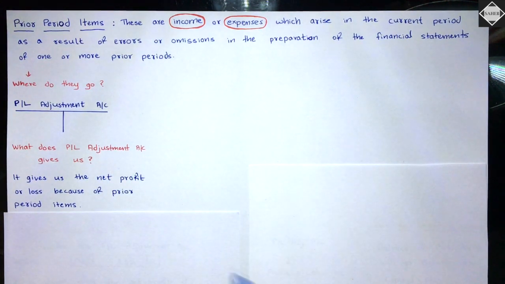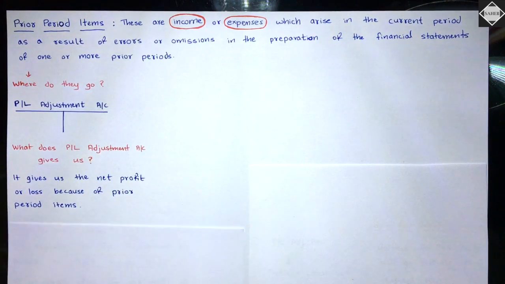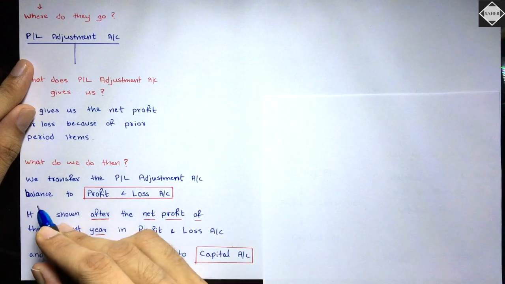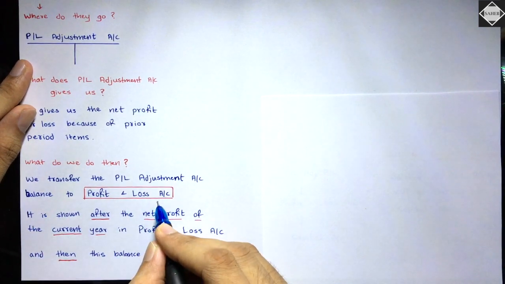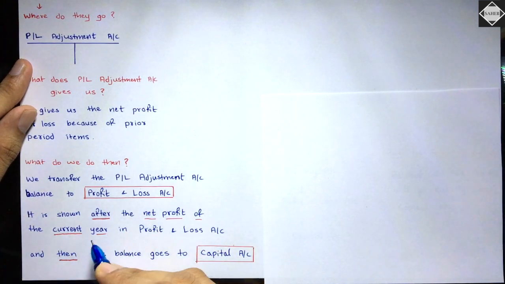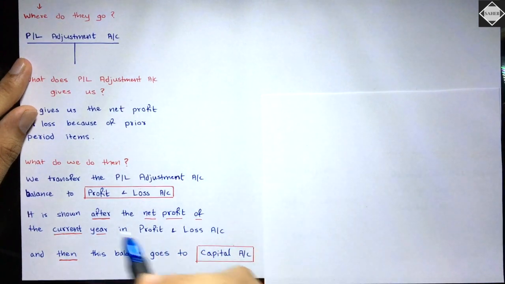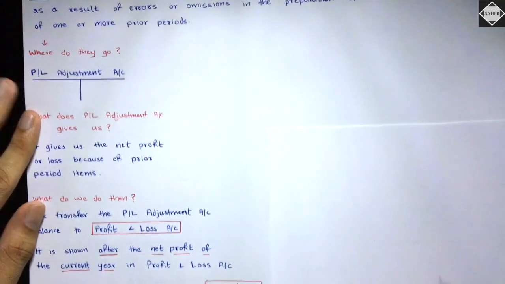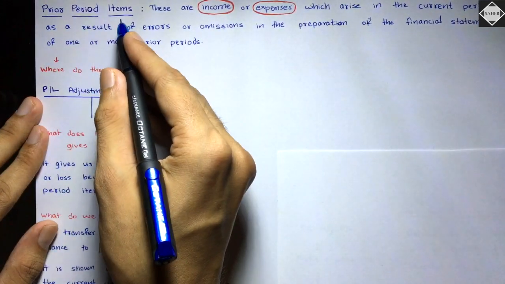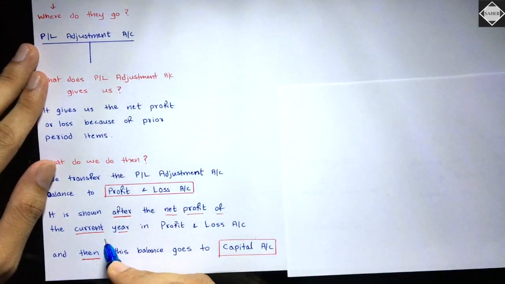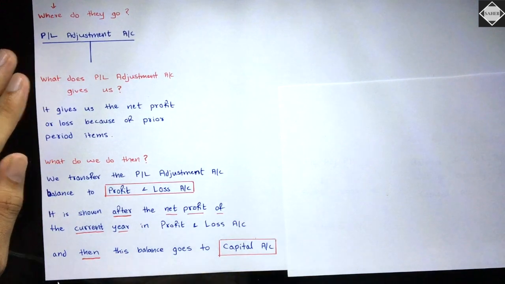Now what will happen to this balance, profit or loss? It's simple. See here, we transfer the P&L adjustment account balance to the profit and loss account, the main profit and loss account. It is shown after the net profit of the current year in the profit and loss account. Is that clear? After the net profit, you will take this profit and loss adjustment account balance. So you have to charge the prior period items after deriving the net profit of the current year. Clear? Easy.